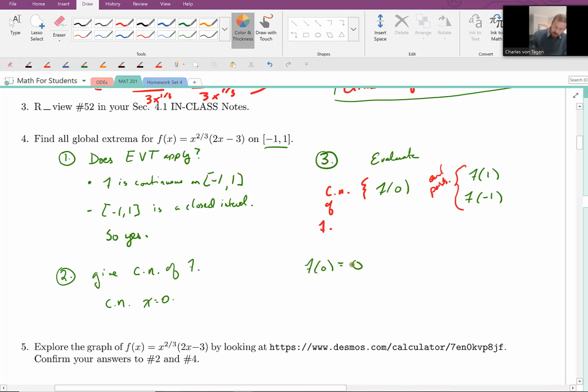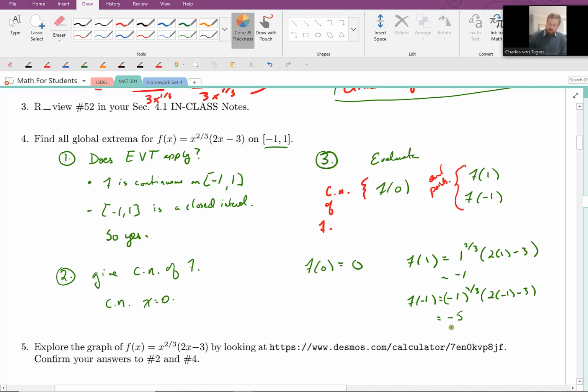Well, if we plug in 0, it's going to output 0. Let's plug in 1. If we plug in 1 into this function, it's going to output 1 to the 2/3 times 2 times 1 minus 3. What's that? Well, 1 to the 2/3 power is just 1, and that gives us negative 1 for that value. And if we plug in negative 1, we'd get negative 1 to the 2/3 power times 2 times negative 1 minus 3. Negative 1 squared is positive 1, take the cube root of that as 1, and so we end up with negative 5.